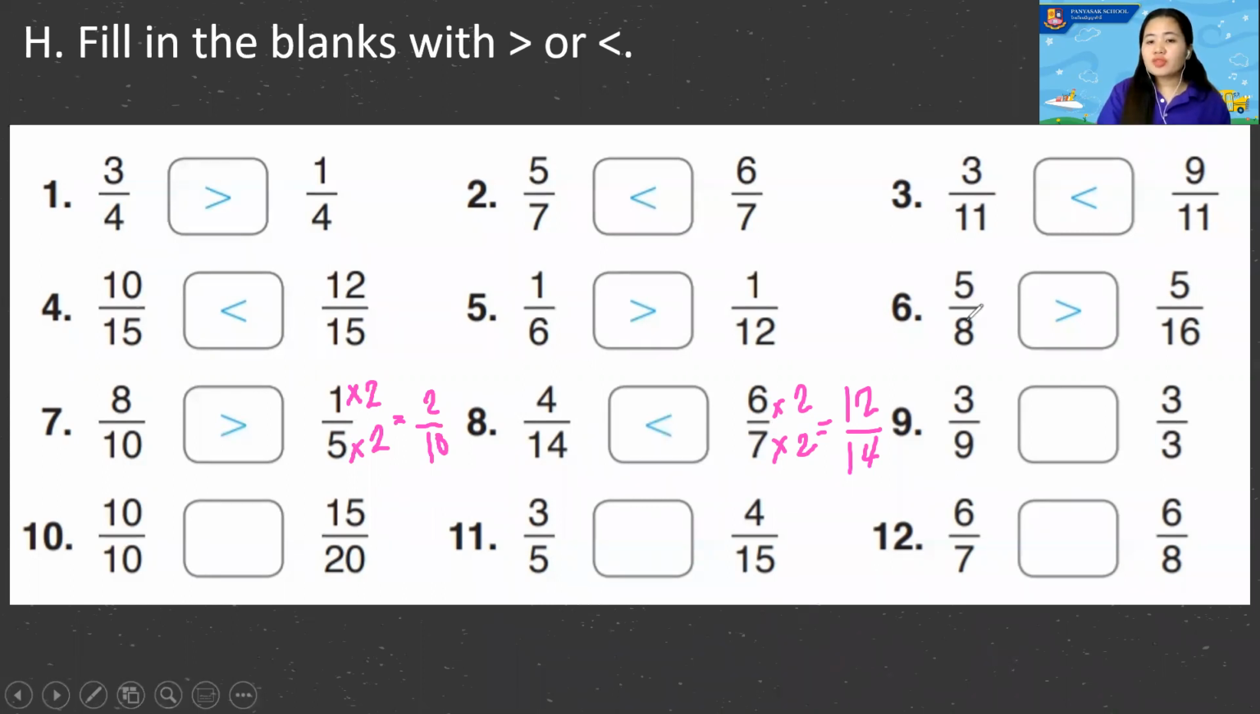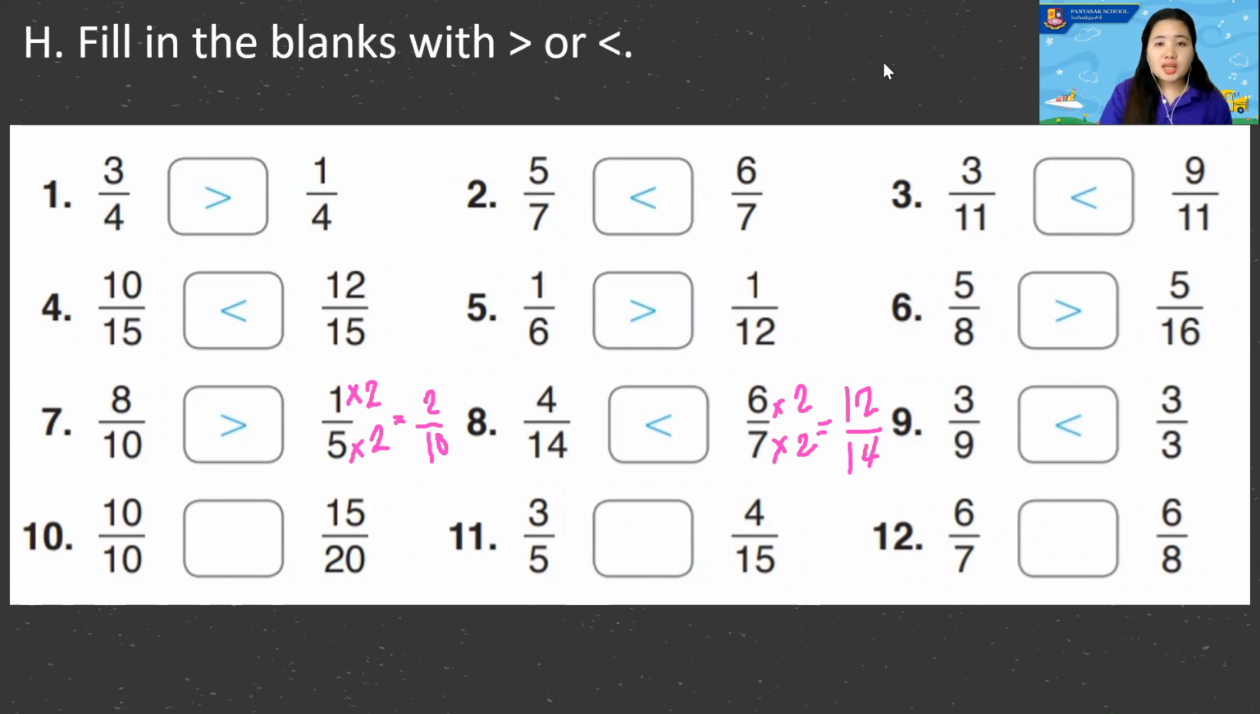Okay. So how about number 9? Number 9, we have 3/9 and 3/3. Oh, they have the same numerator. Again, if they have the same numerator, the smaller the fraction, the bigger its value. So that means the answer for number 9 is 3/3. So that is the answer.